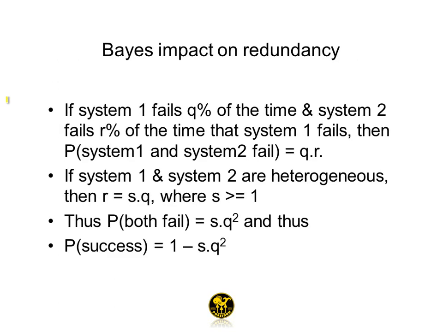So let me take you through this. First off, we've got a system that fails Q% of the time. And then a second system that fails R% of the time that system one fails. You with me on that? So this guy's failed, and now the probability of this guy failing is now dependent on this guy. So what we end up with is the probability of both system one and system two failing, Q times R. Now, if system one and system two are homogeneous, that is, essentially, it's the same oxygen sensor, then you can rewrite R to be S times Q, and at the bottom line, you end up with the probability of success of 1 minus S times Q squared, where S is greater than 1. And this basically tells you the degree of statistical dependence in the system. If the system is statistically independent, S is 1. If S is greater than 1, you have statistical dependence. So let's put some numbers on that.